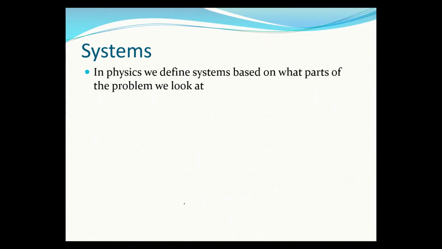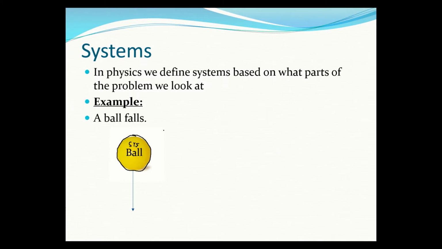Okay, so in physics, it's important that we define our systems based on what part of the problem we're looking at, right? So if I showed you this and I said a ball falls, well, what we could look at is we could look at this as our system. Okay, so whatever you're looking at is your system, everything else is the surroundings. So this is the surroundings out here.